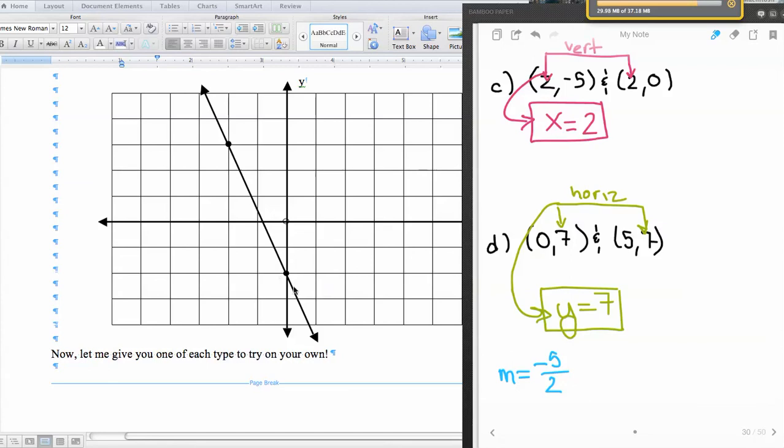And then I'm going to investigate where it is crossing the y-axis. It's crossing the y-axis at the point 0, negative 2. And so now that I know my slope and my y-intercept, I simply write that equation. y equals negative 5 halves x, and then plus a negative 2 if you want, or just minus 2 being the preference. And there you go. That's the slope-intercept form.